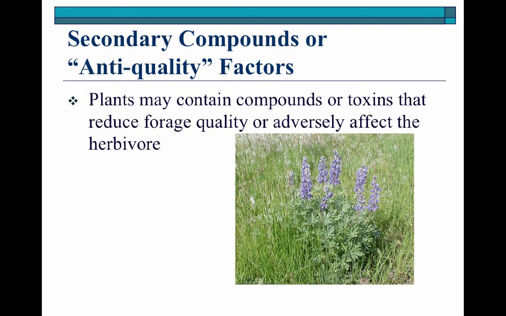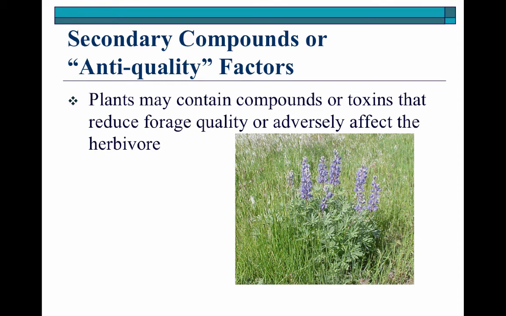Our third major component that can dictate how nutritive a plant is, is secondary compounds. And these anti-quality factors are going to occur in plants in the form of toxins or other compounds, and they're going to reduce the forage quality of that plant or have some sort of adverse effect on the animal. So for example, if an animal eats a toxic plant, then what ends up happening is it can actually upset the rumen microbes so that they don't digest the feed. The animal goes off feed and they have a negative experience associated with that plant.